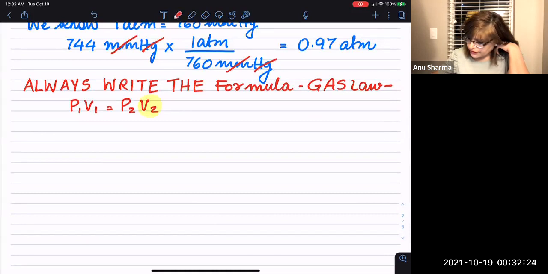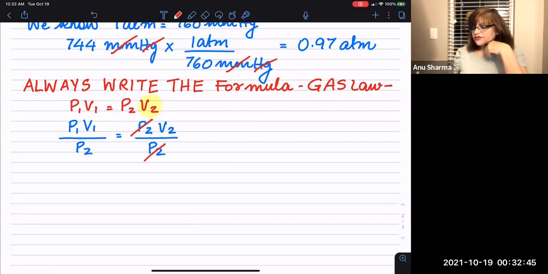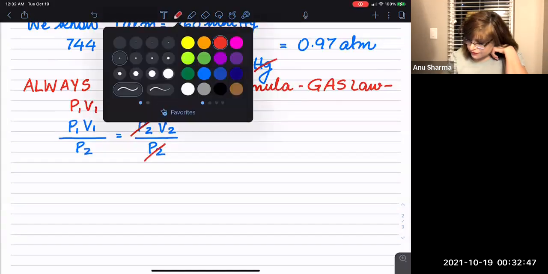So we are going to now set up this problem as P1 V1 over P2 is equal to P2 V2 over P2. So here we have this removed. P2 and P2 are gone. So now we have V2, and that's what we need to find.